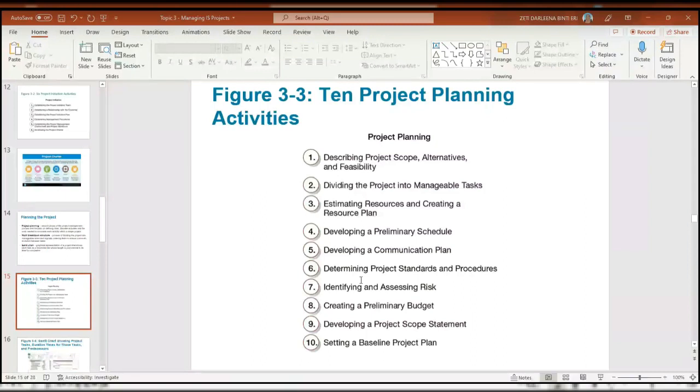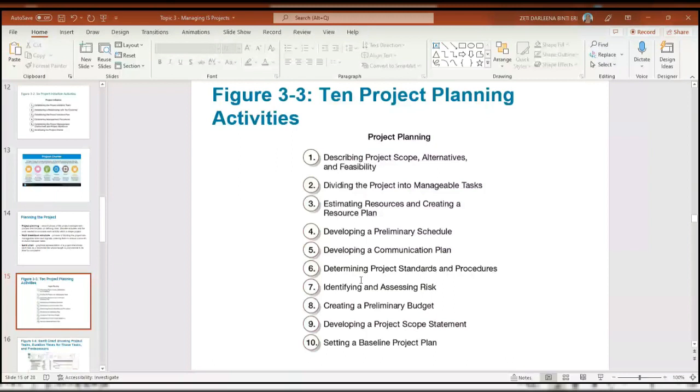Number 2, dividing the project into manageable tasks. WBS tadi, a work breakdown structure. We must break it down supaya we have a clearer view without missing any important activities. We must line it up. The activities kena line up, supaya we don't miss any important activities. Number 3, estimating resources and creating a resource plan. Resources including manpower, budget, time, facilities, and so on and so forth.